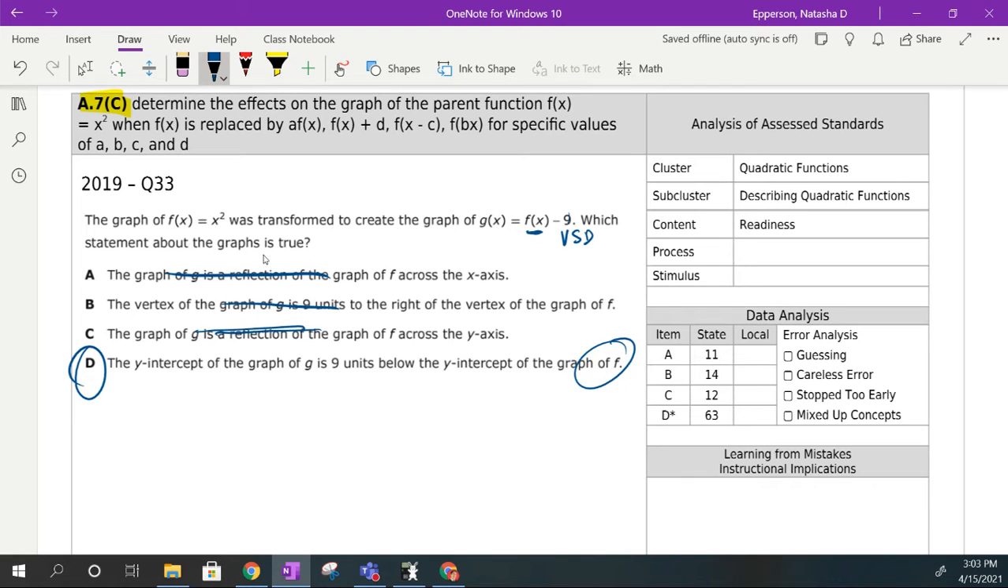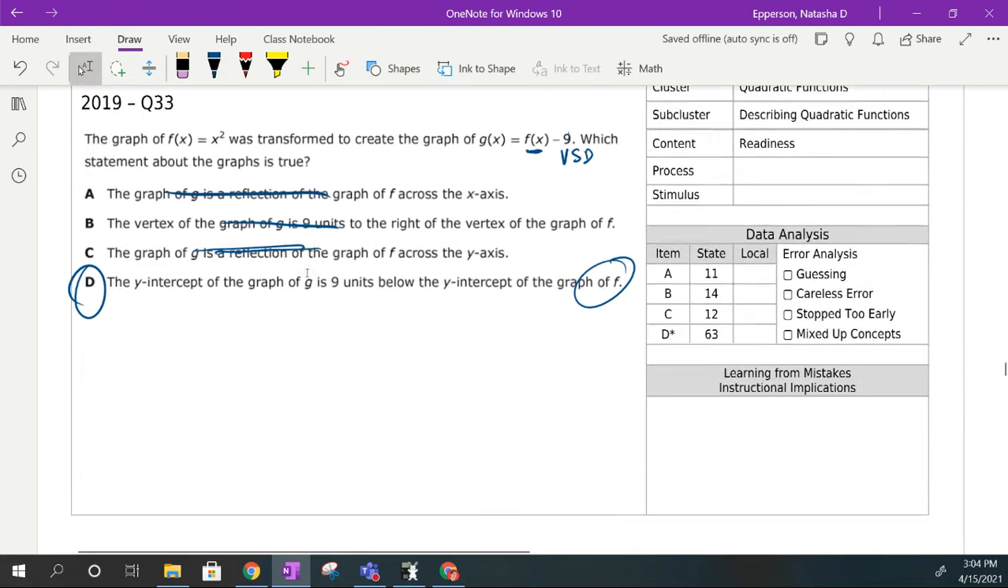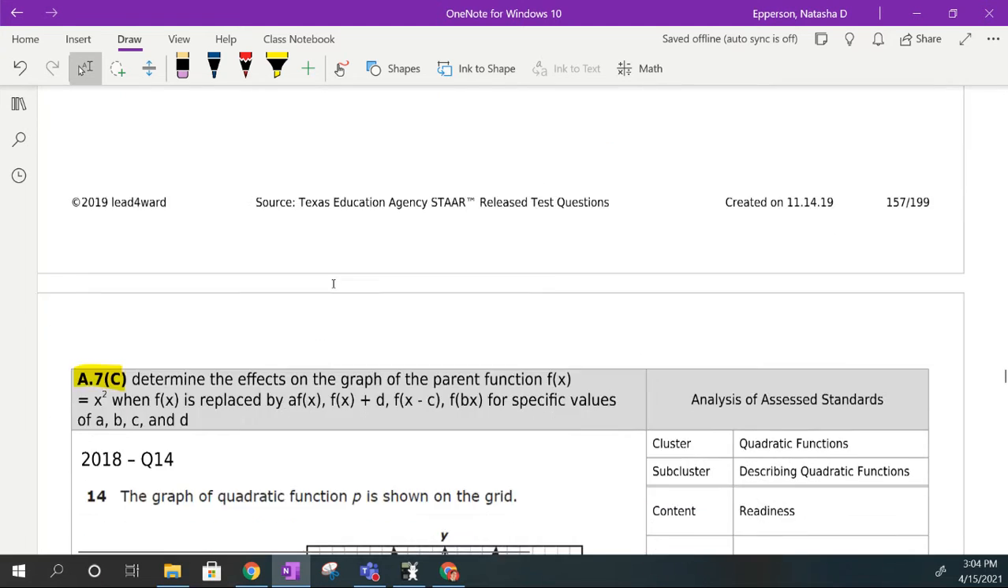Pay close attention to that. Sometimes they like to trick you and switch your numbers or your names. So make sure you get the right answer by eliminating the other ones, but they do like to kind of trick you on that specific statement.